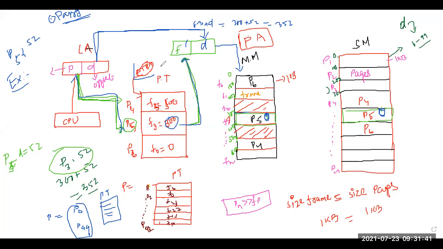Now, this PTBR register. What is the role of this PTBR? PTBR stands for page table base register. This PTBR stores the page table base register, that is, the starting address of the page table, because we will not know where the page table is for a particular program.